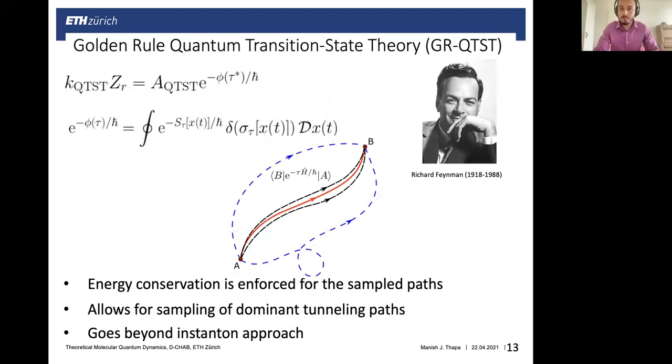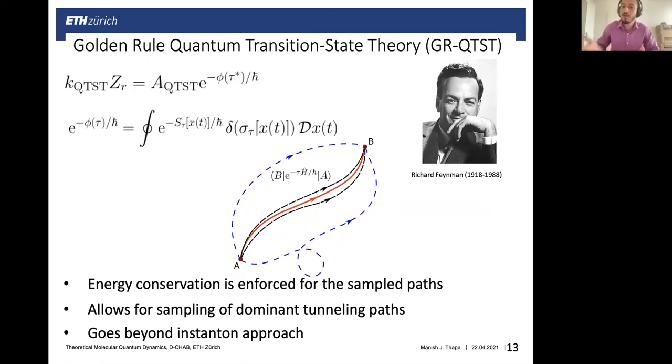So now to explain about GRQTST, think of propagating in imaginary time from position space A to B. This red path is the classical path which extremizes your action. This is what classical mechanics uses to compute the rate. And there is this other path in the neighborhood that still extremizes your action. These are harmonic quantum fluctuations, which the instanton approach includes.